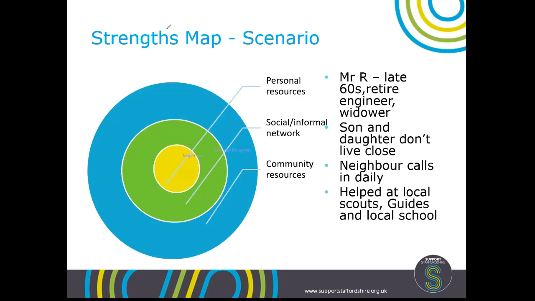I thought helping at local Scouts, Guides and the local school should go in the centre as his personal resource. Yeah, it's a community one. It's a community resource, because it's not personal to him, it's not a skill he has, it's a community group that he can access to share his skills with. Oh, yeah. So is his skill, which is personal, that he's an engineer? Yes. Okay, I get it.